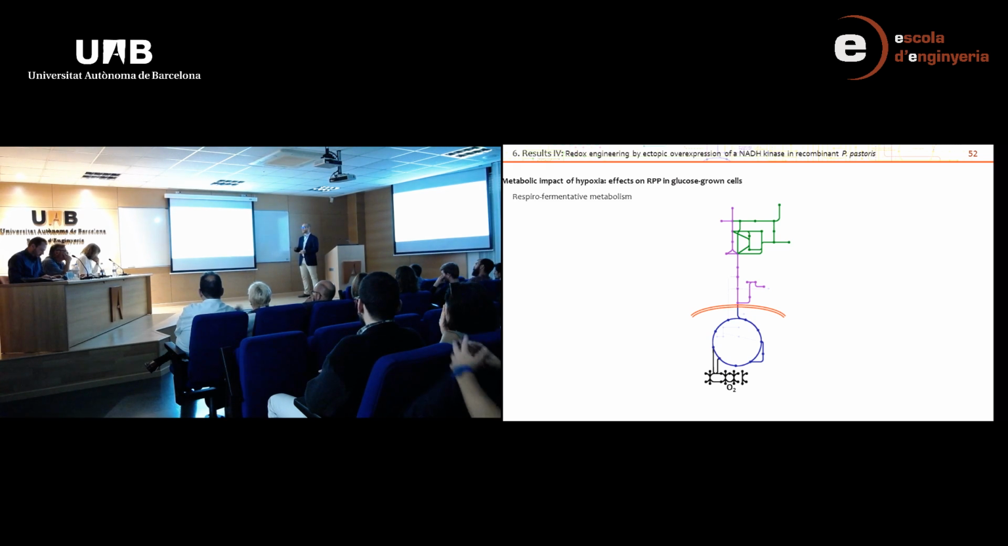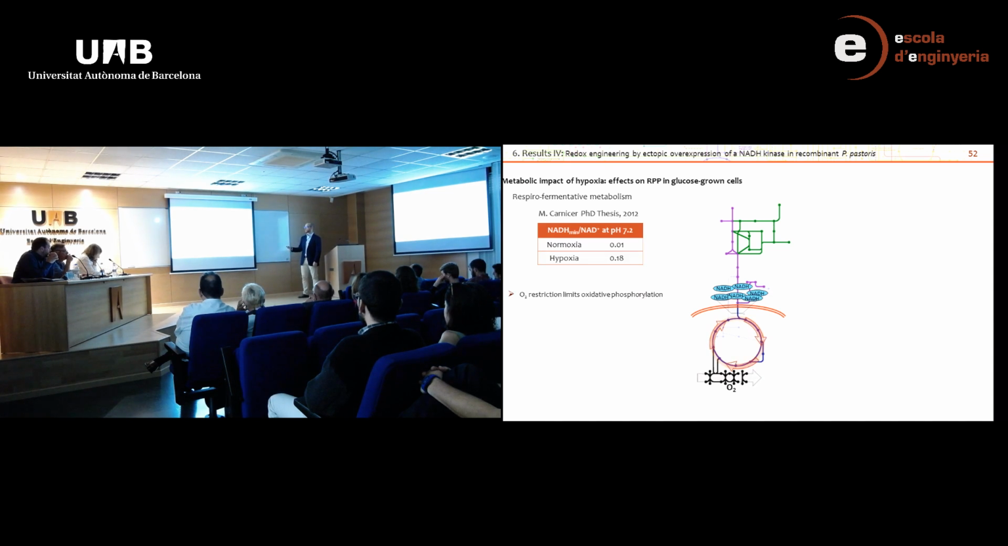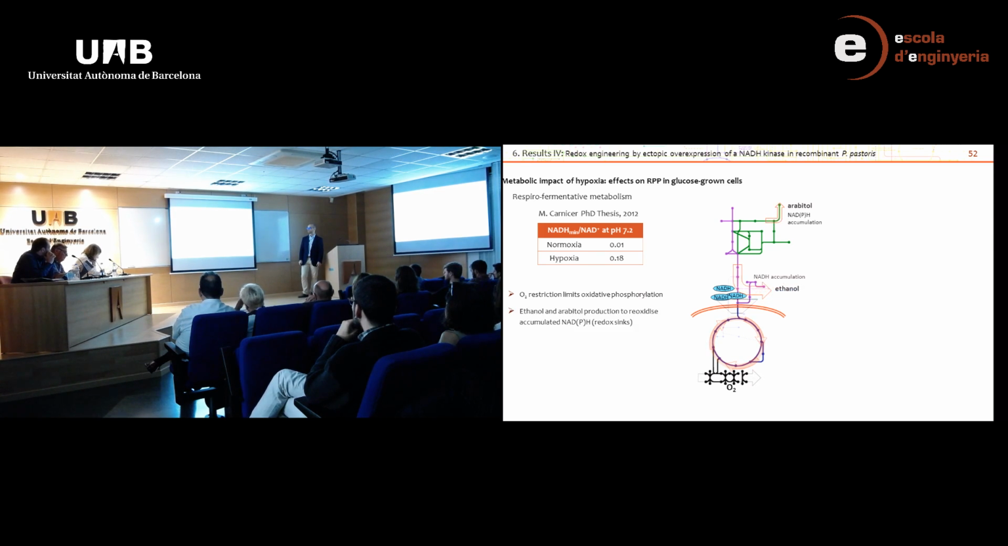In this case, despite Pichia pastoris being a Crabtree negative organism, it turns its metabolism toward respirofermentative. In this case, the oxygen limits the oxidative phosphorylation, and NADH is accumulated. Indeed, in a previous thesis, it was estimated that the NADH to NAD ratio increases by almost 20-fold when comparing hypoxic with normoxic conditions. In this case, this NADH can be regenerated by giving ethanol or erythritol.